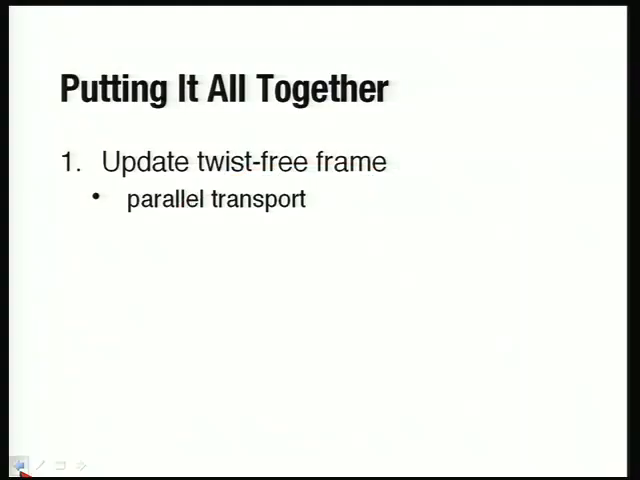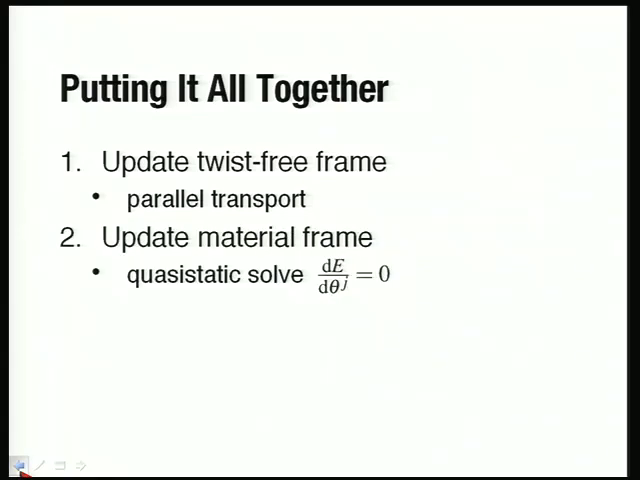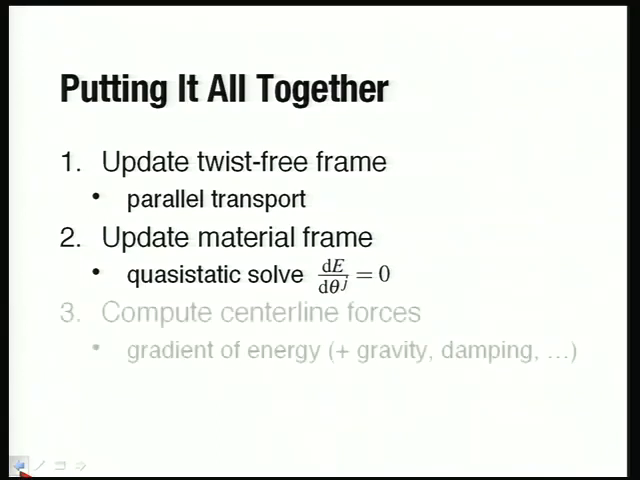Okay, so let's take a look at how we combine all these components that you just saw and how we put everything together to actually run the simulations. So the first thing we have to do at each time step is update the reference frame, and this is done using parallel transport. Next, once we have the reference frame, we have to enforce the quasi-static material frame assumption, and we just enforce this using the system of equations that you saw before.